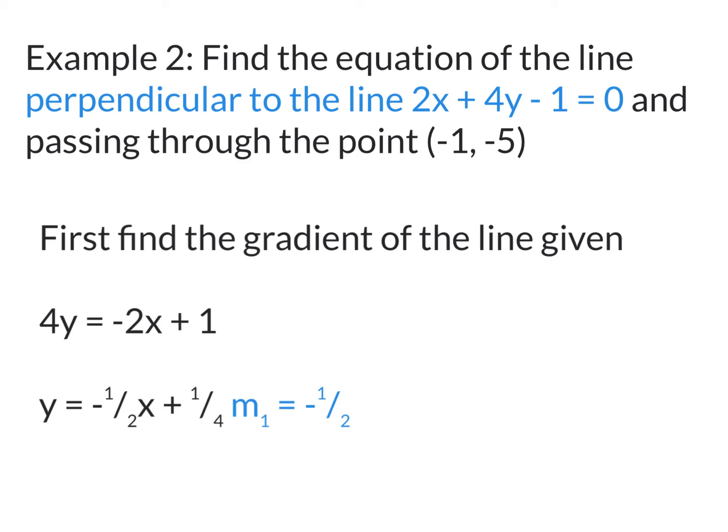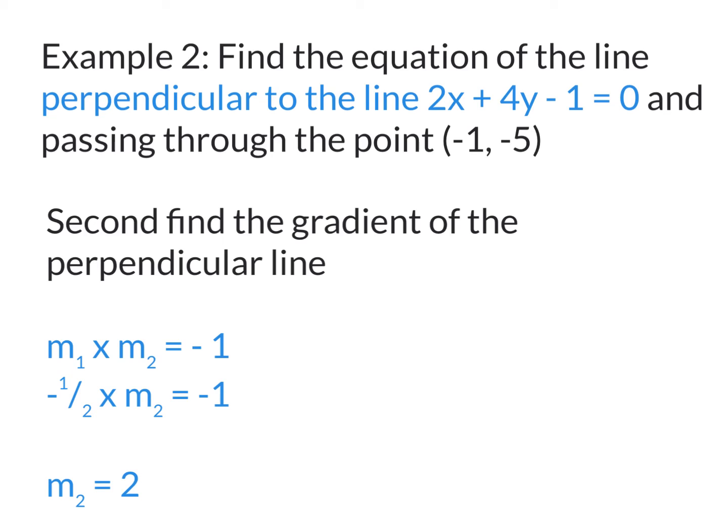So step 1, find the gradient of the line that we've been given. So once again, we rearrange the equation. We've got to get that into the form of y equals mx plus b. So 4y equals minus 2x plus 1. Divide everything by 4. So y equals minus a half x plus a quarter. So the gradient of that line is minus a half. So that's the one we've been given and the one we do know.